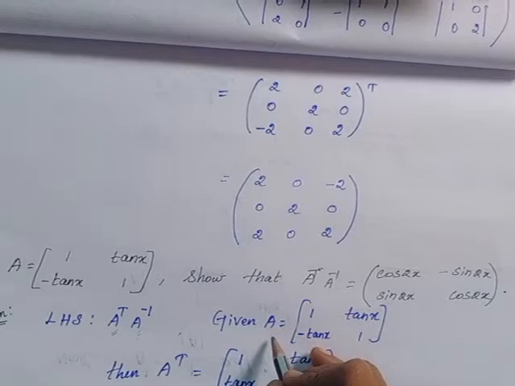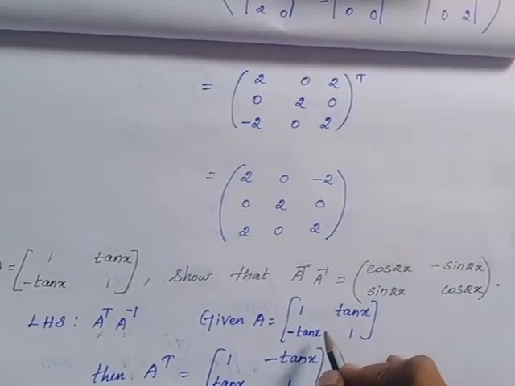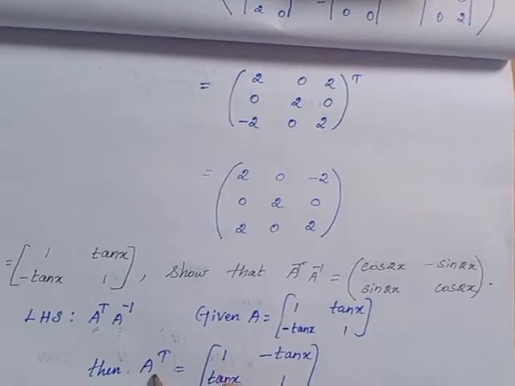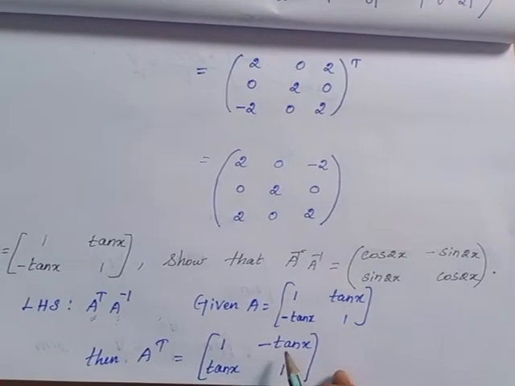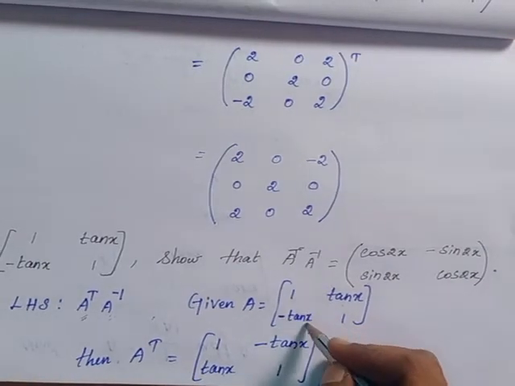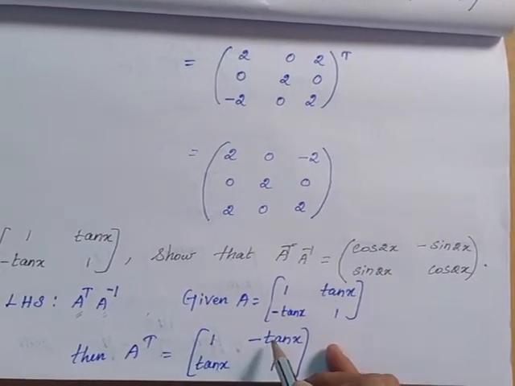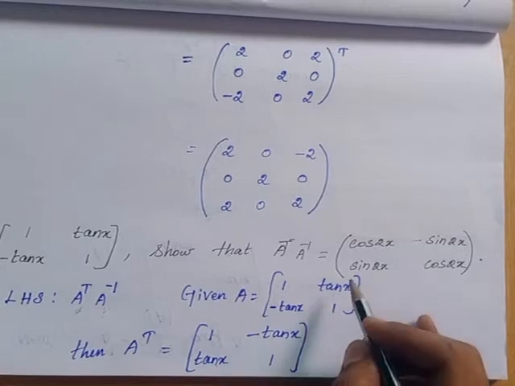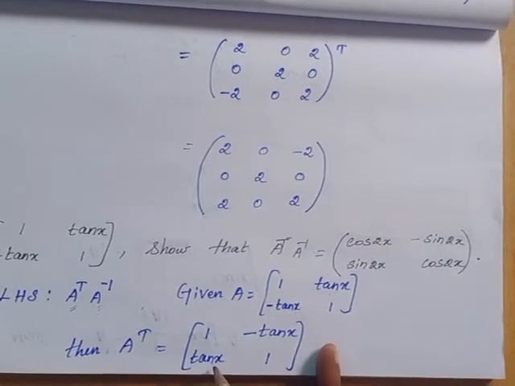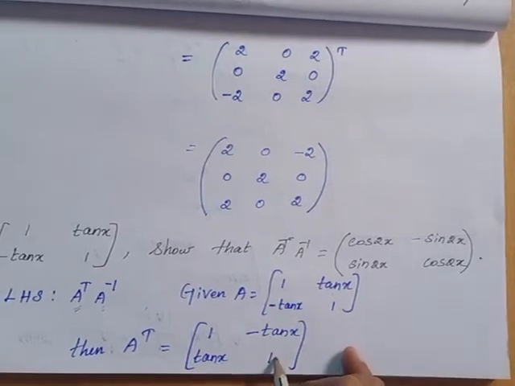So the given matrix A is equal to 1 tan x, minus tan x 1. Now I have to find A transpose. A transpose means the columns are written as rows. The 1 and minus tan x are written as 1, minus tan x in the first row, and the second row is tan x and 1.